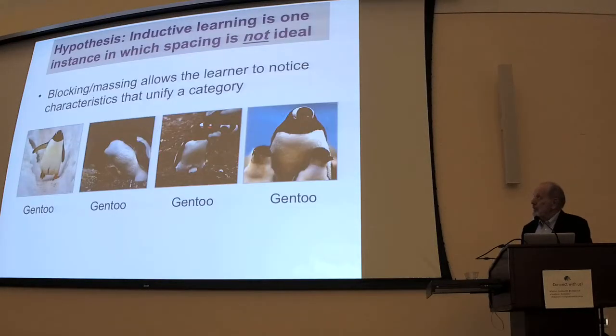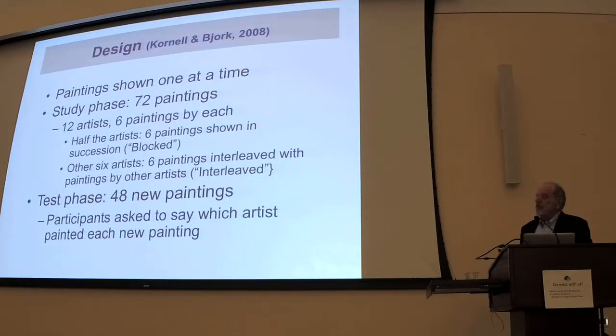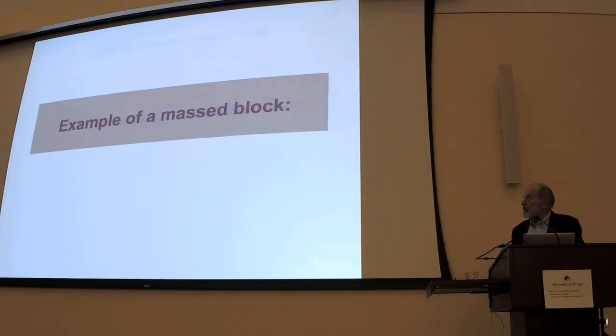So we ran the experiment with these paintings, and they learned the styles of 12 different painters by seeing 6 examples of each of their paintings. So 12 artists, 6 paintings by each, half of them shown in a row. I'll give you an example. The other half shown interleaved. And then in the test phase, they're brand new paintings, and they have to say, who painted this one?